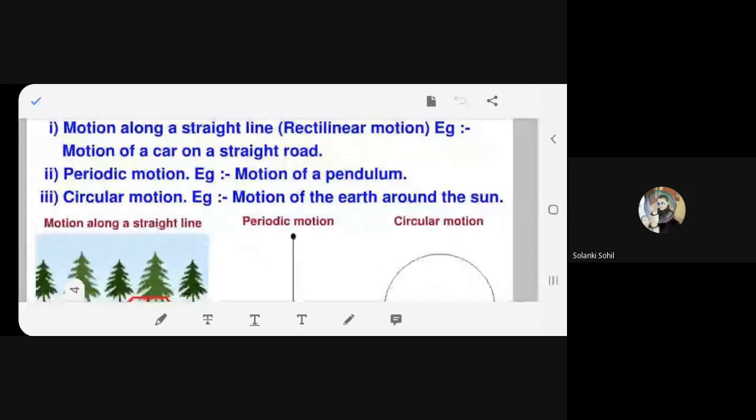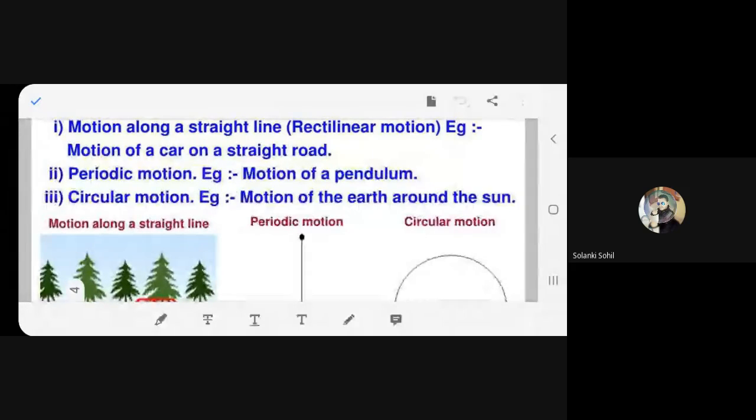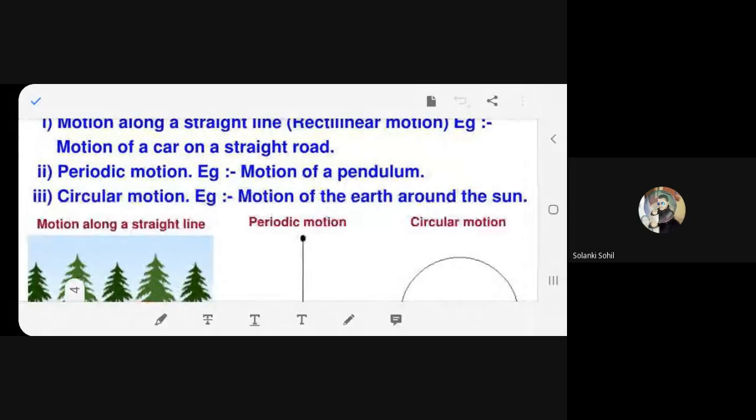Now we come to circular motion. For example, Earth is moving around the sun. Rather, we can say all the planets are moving around the sun. What do you say? All in circular motion. The Moon is moving around the Earth. Circular motion. Yes or no?